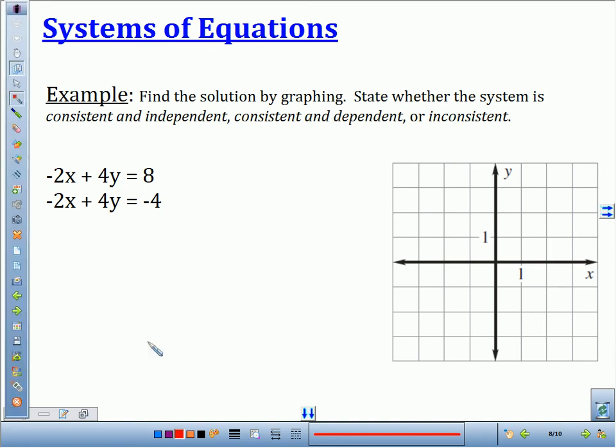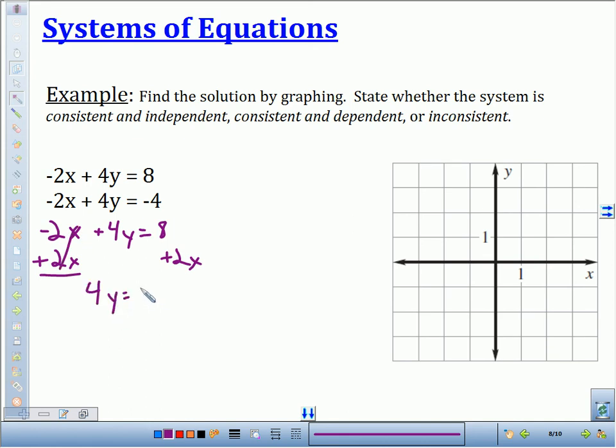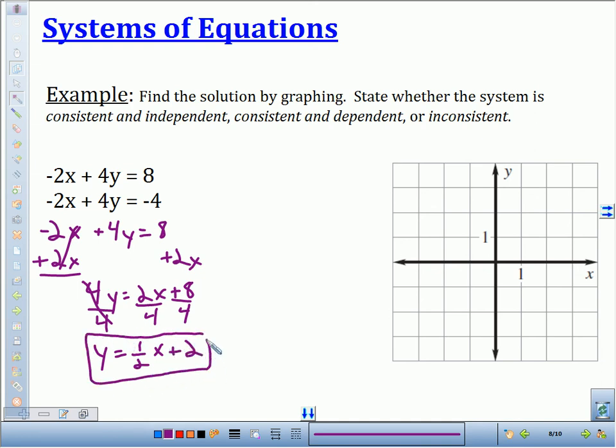All right, let's try this one. Now this one I do have to solve both equations for y. I'll start with the first one, negative 2x plus 4y equals 8. I have to add 2x to both sides. I get 4y equals 2x plus 8. So I divide everything by 4. When I do that, I get y equals 2 divided by 4 is 1/2, so 1/2 x. 8 divided by 4 is 2. So I get 1/2 x plus 2.